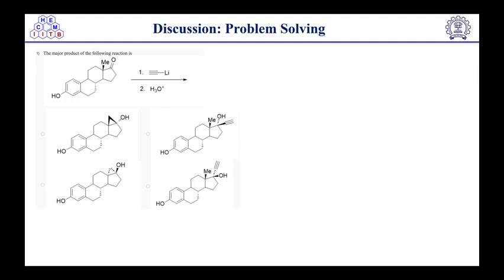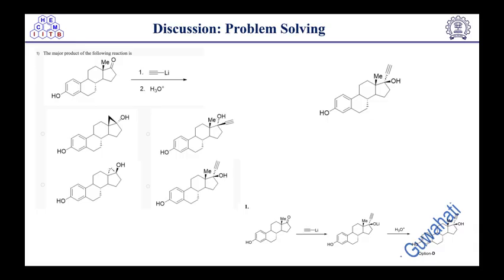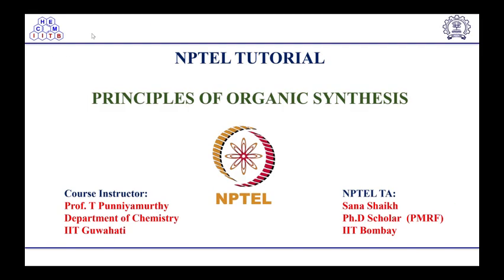So the next question is, the major product of the following reaction is. So here you have lithium acetylide, okay, lithium acetylide and water on arrow. So what will be the product here? Yeah, see here, when we have discussed this reaction.